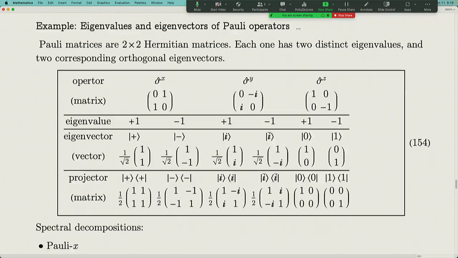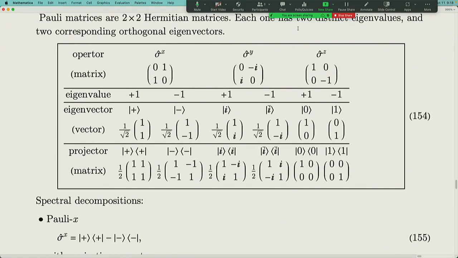The nice property of these Pauli matrices is that for each Pauli matrix, the eigenvalues turn out to be only +1 and -1. There are only 2 eigenvalues, and the 2 eigenvalues are +-1. And for the corresponding eigenvectors, people usually denote the eigenvectors of sigma x as plus and minus. The eigenvectors of y are i and i bar, and for z they are 0 and 1.